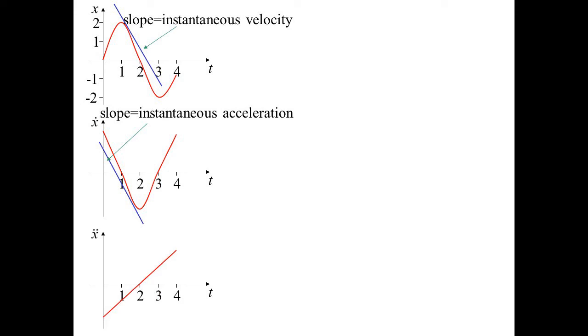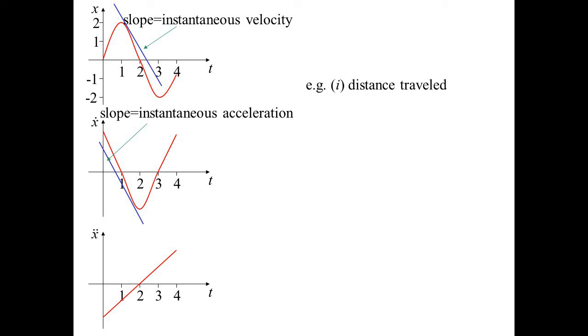Now, to complete the set, if I was to draw the acceleration graph, well, I'd end up here with this straight line. Now, it makes sense. If you look at the displacement graph, that looks like a cubic. Differentiate a cubic, you get a quadratic. Differentiate a quadratic, you get a linear function. We'll look at how to draw those in a bit more detail later.